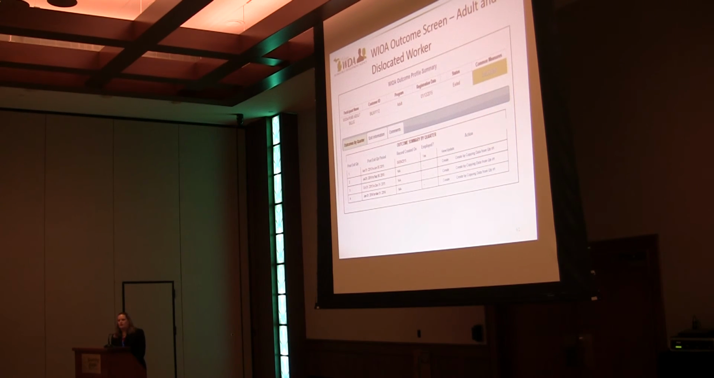You'll also see another button in the action column, and that only appears if you have already entered data for a specific quarter. So in this instance, we entered data for the first quarter after exit, and the new button is called Create by Copying Data from Quarter Number 1.